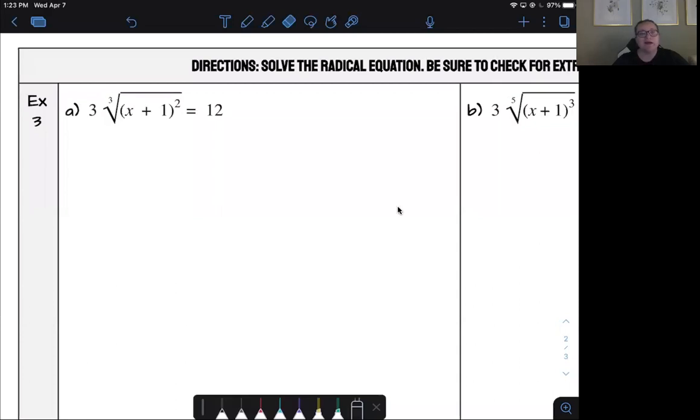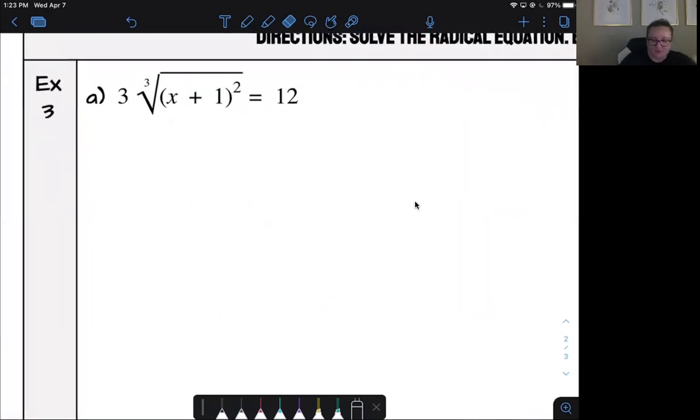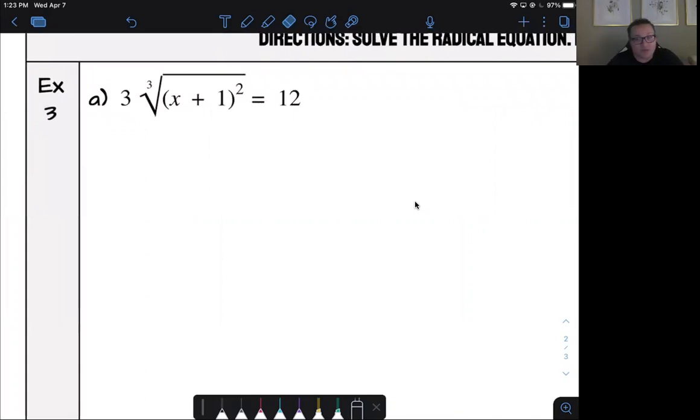All right, so as we continue solving our radical equations, square roots aren't the only radical on this planet, right? So we need to be able to solve equations that have third roots, fourth roots, fifth roots, sixth roots, 100th roots, whatever n is, that index n. So let me walk you through how to solve a problem like this.